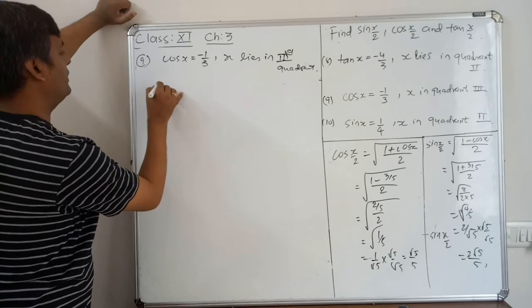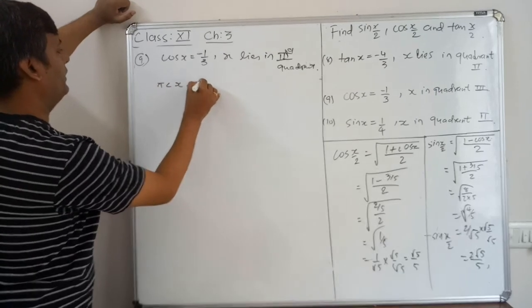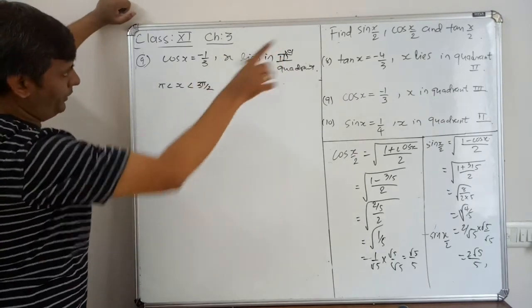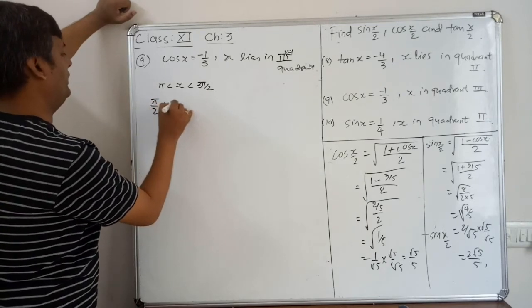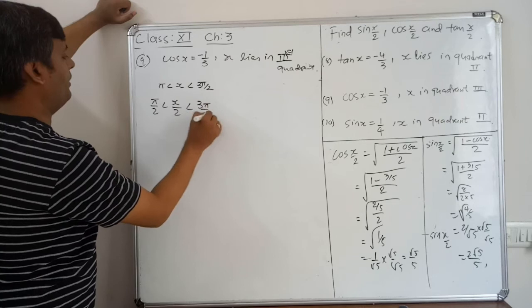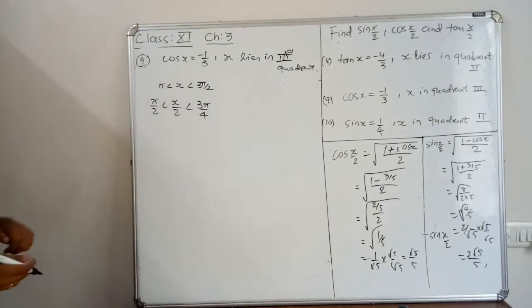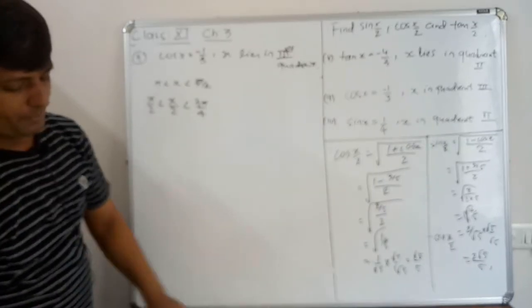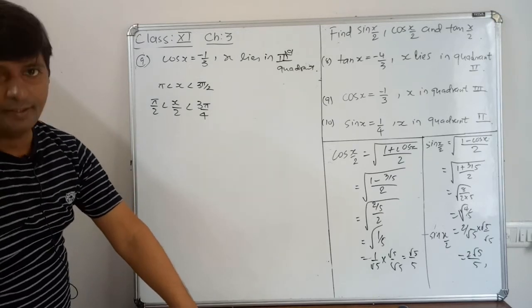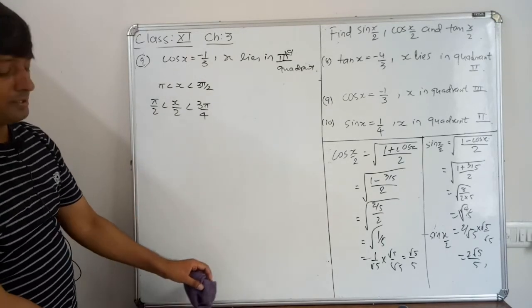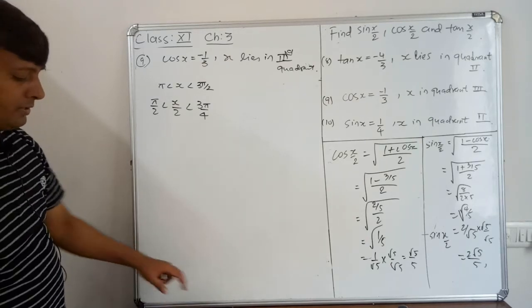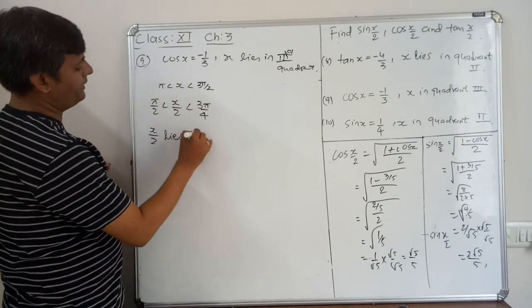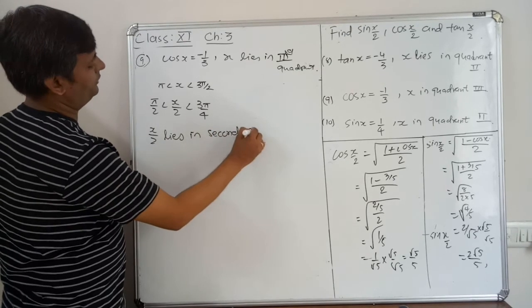So the third quadrant means π less than x less than 3π/2. Right? So we need the x/2 angles, half angles. So π/2 less than x/2 less than 3π/4. Okay, so from π/2 to 3π/4, right? So which quadrant does x/2 lie in? Tell me, x/2 lies in which quadrant? Second. Understand, in the second quadrant cos is negative, right? Okay, so here it is necessary to write that x/2 lies in the second quadrant.